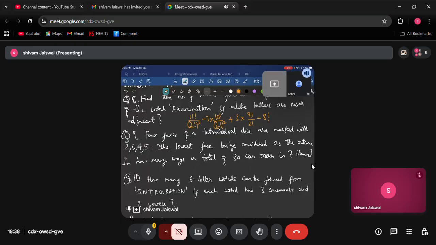Next, number 9. It is given that 4 faces of a tetrahedral dice are marked 2, 3, 4, 5, the lowest face being considered as the outcome. In how many ways can a total of 30 occur in 7 throws? So let us start.